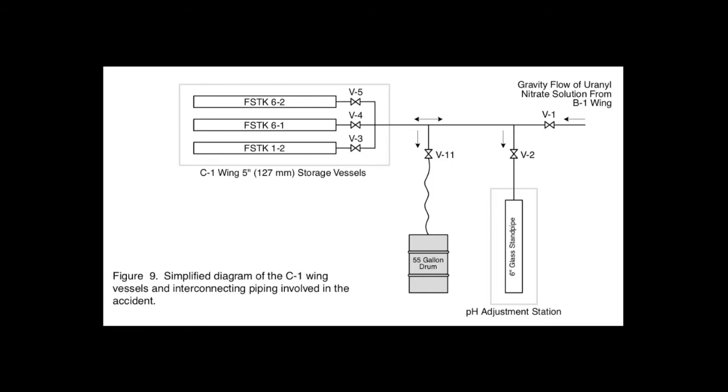Also during this inventory, all of the tanks in the operation were disassembled and leak tested. Due to the size of the facility, this inventory process took several days, and on the day of the accident, operations had been resumed in the B wing while the C wing was still undergoing its inventory. The C wing inventory involved cleaning, disassembling, and leak testing tanks FSTK 1-2, 6-1, and 6-2, which were all used to store uranyl nitrate solution.